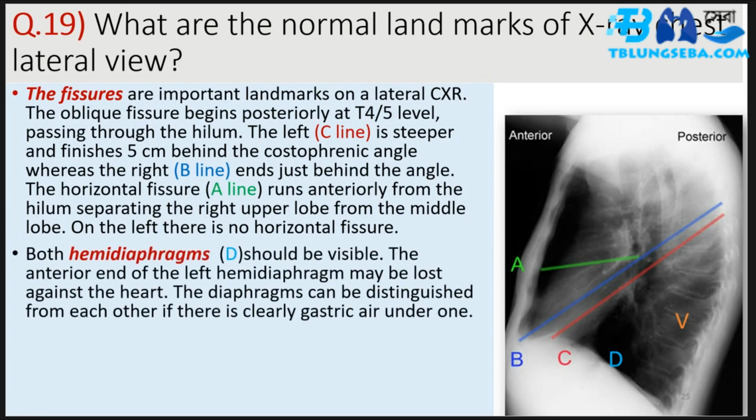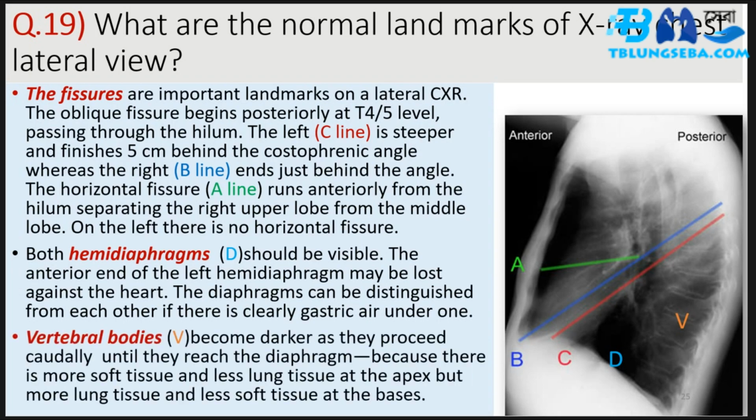Both hemidiaphragms, D, should be visible. The anterior end of the left hemidiaphragm may be lost against the heart. The diaphragms can be distinguished from each other if there is clearly gastric air under one. Vertebral bodies, V, become darker as they proceed caudally until they reach the diaphragm, because there is more soft tissue and less lung tissue at the apex, but more lung tissue and less soft tissue at the bases.